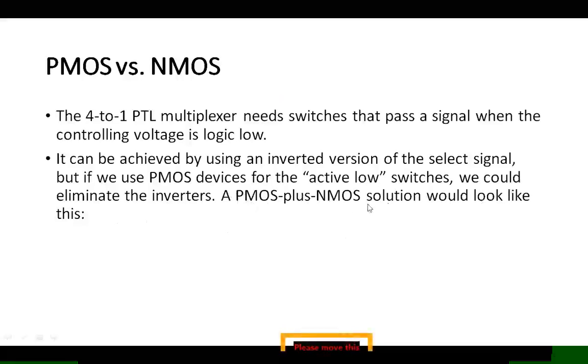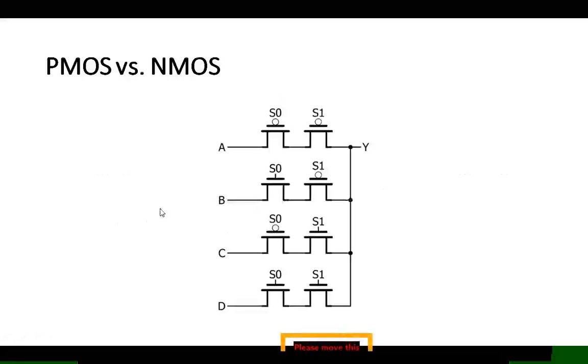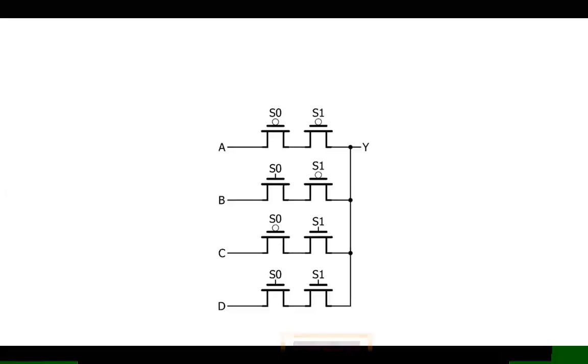A PMOS plus NMOS solution would look like this. So PMOS, because this will be active for low values, right? Isn't it, students? PMOS is active for low values, right? We have discussed this in our first module. Can you recall those? If I give a high value, NMOS is going to turn on. If I give zero, then PMOS is going to turn on, right?